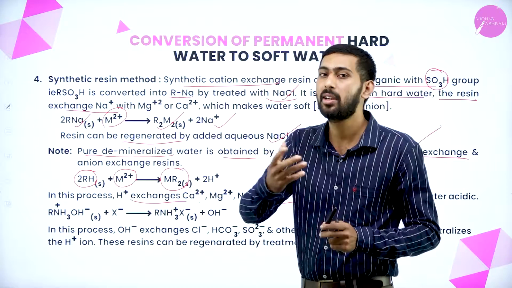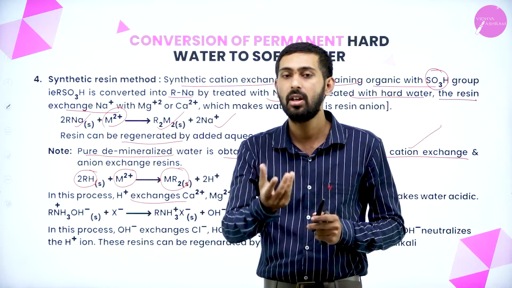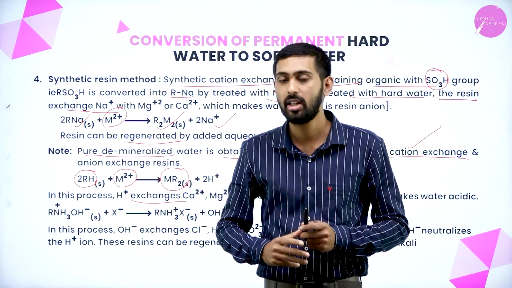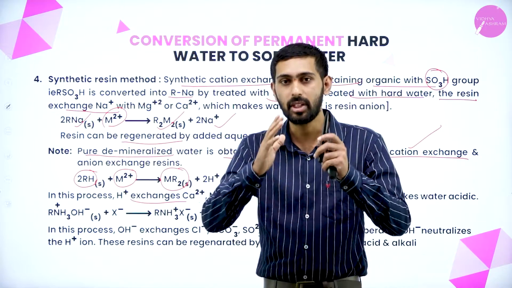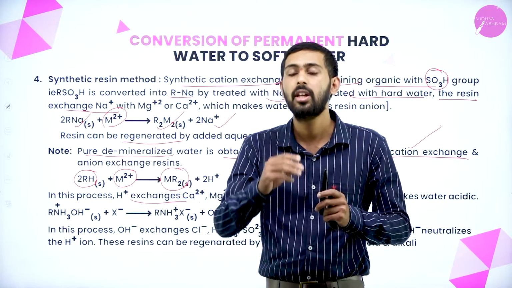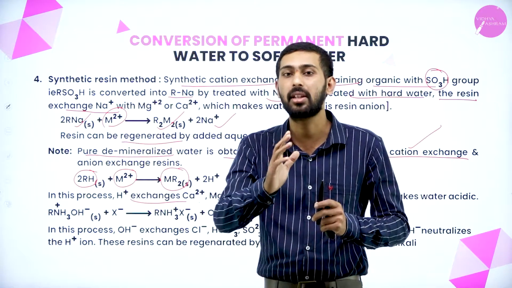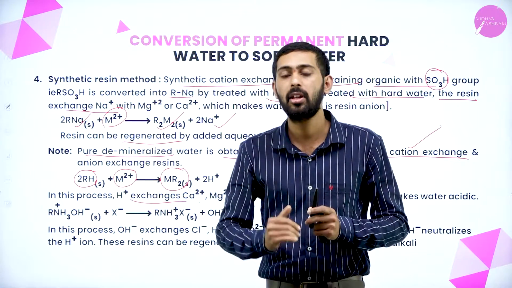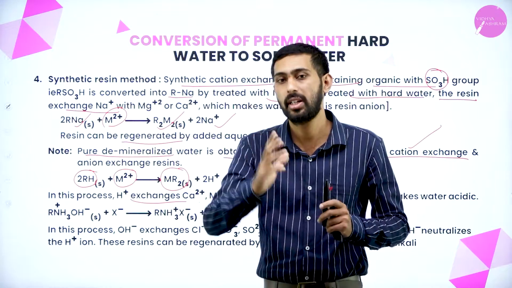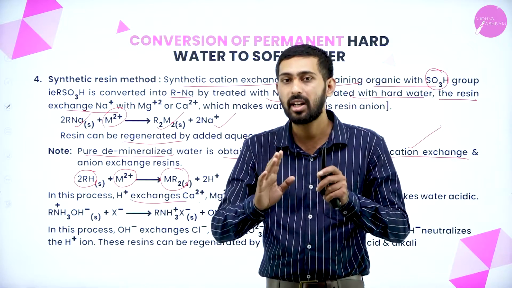Otherwise we cannot just filter it. If we take the water in its purest form and just filter it, we cannot make it demineralized. So what we have to do is take the water and do the ion exchange method using some resins. Then we will get the purest form of demineralized water. We cannot just filter it, because if we filter that water, we will not get the purest form of demineralized water.